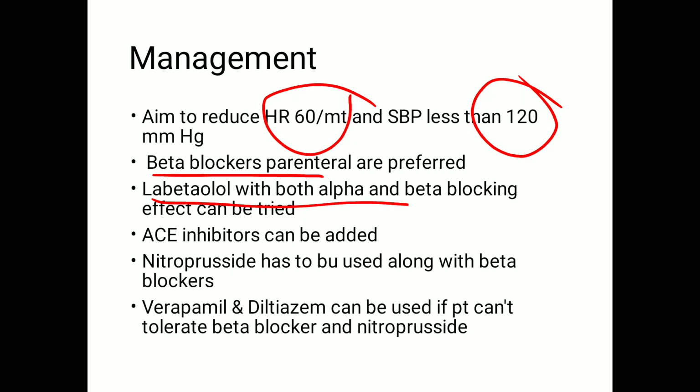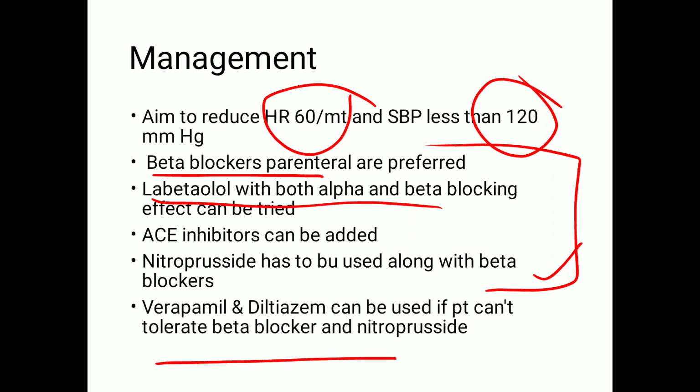Labetalol, which has both alpha as well as beta action, can be tried. And ACE inhibitors can be added if the patient has already received beta blockers. Nitroprusside has to be used along with a beta blocker to reduce the preload as well as afterload. Suppose there is any contraindication to the above said drugs like beta blockers, if the patient has peripheral arterial disease or bronchospasm, you cannot use a beta blocker. In such cases, you have to go for negative inotrope calcium channel blockers like verapamil and diltiazem, which limit your heart rate as well.